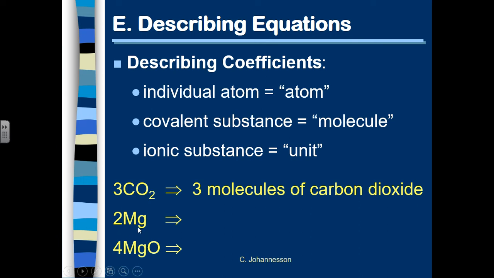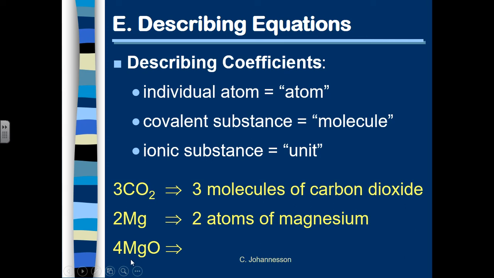All right, for the next one, we only have magnesium. It's all by itself. It's a single element. That means it's going to refer to this first bullet here, and we're going to call it an atom. So we're going to say 2 atoms of magnesium. You just look up the name for Mg.